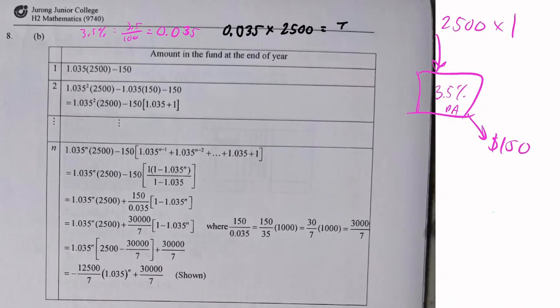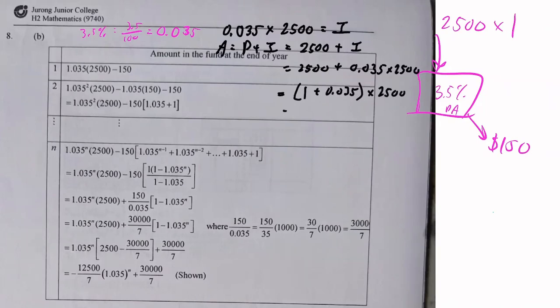Okay, this is your interest. But if you want the total amount, it will be the principal plus the interest. That's your total amount, which is your 2,500 plus the 0.035 times 2,500, which you can also rewrite as 1 plus 0.035 times 2,500. So altogether, it becomes 1.035 times 2,500. Is that clear? It's 103.5%, basically. To put it more simply, 103.5%. So that's why you got 1.035 times 2,500. Is this part clear?